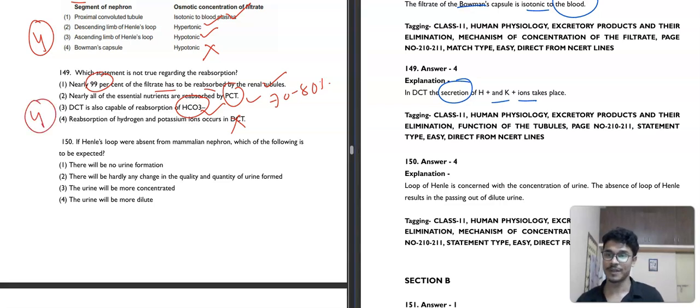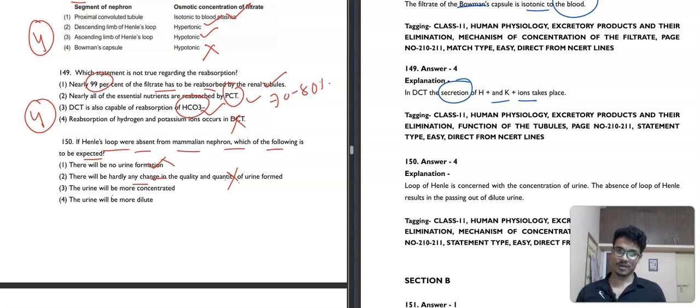And question number 150. If Henle's loop were absent from the mammalian nephron, which of the following is to be expected? There will be no urine formation. No, there will be urine formation, but the urine will be more diluted. There will be hardly any changes in the quantity and quality of the urine formation. There will be some change, not like there will be hardly any.